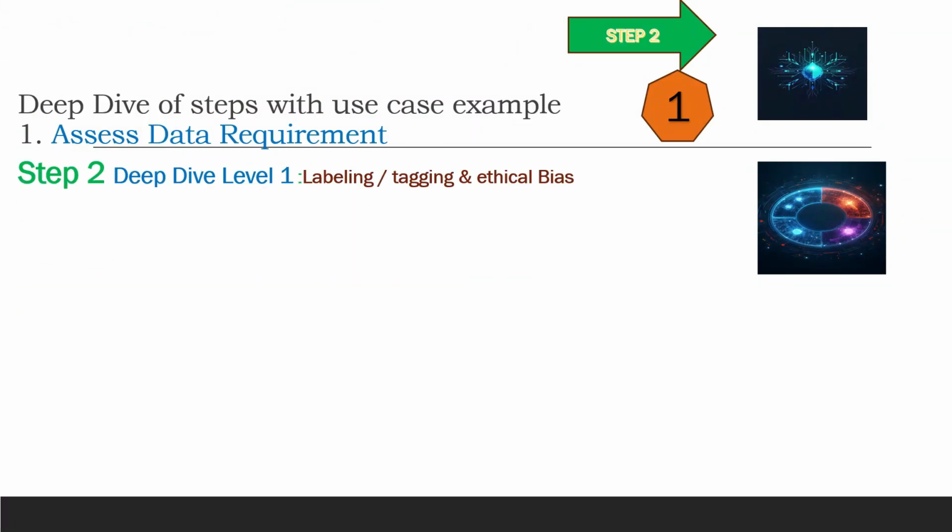Now, the next step would be labeling or tagging and ethical bias. Let's discuss this.